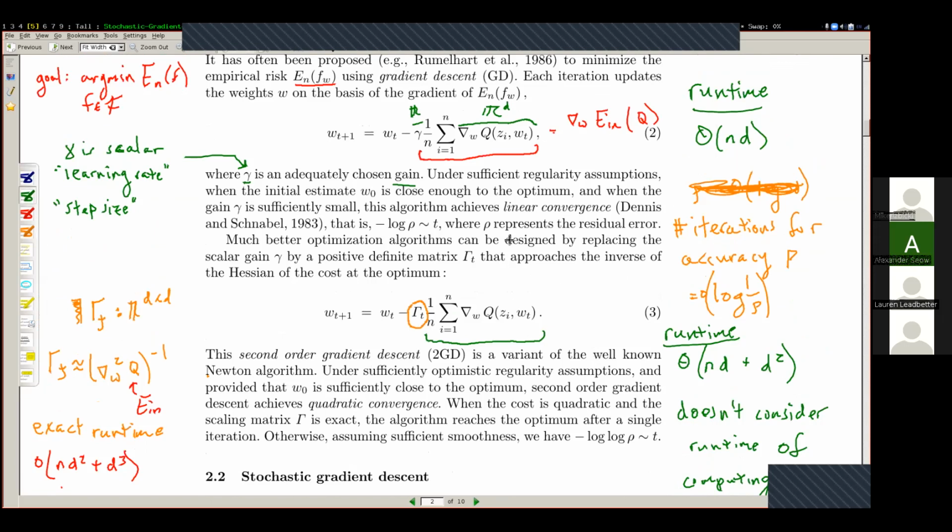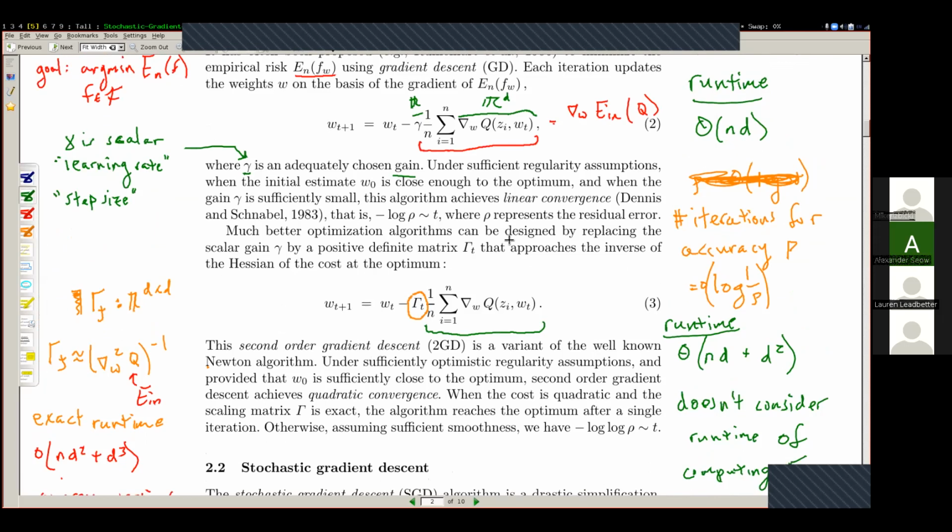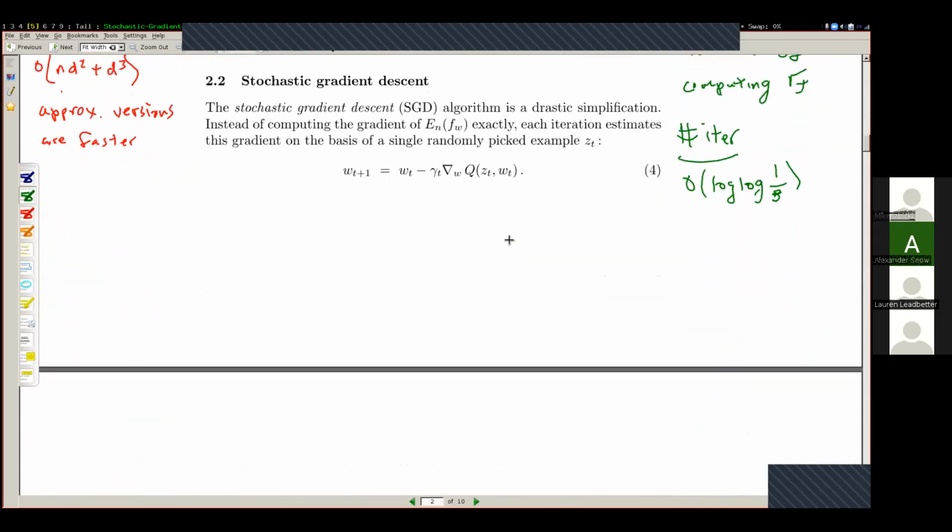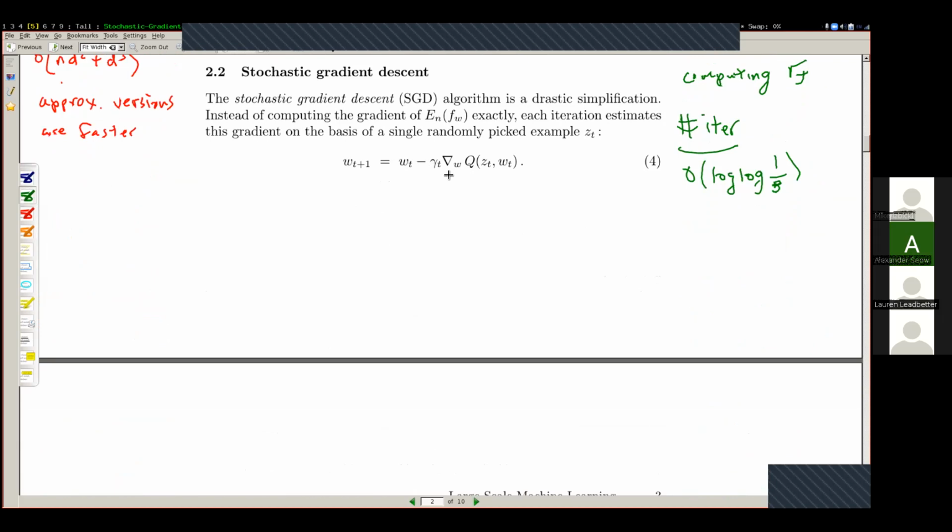The next two algorithms that we have are stochastic gradient descent and second order stochastic gradient descent. The idea of stochastic gradient descent is that this equation right here is exactly the same as the equation for gradient descent, except you'll notice there is no summation right here. No summation. And so the runtime is now faster, in that there's no dependence on n here. We just have a single scalar vector multiplication. So the runtime is going to be theta of d.